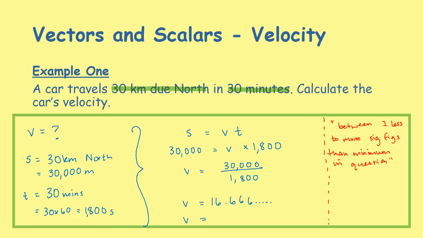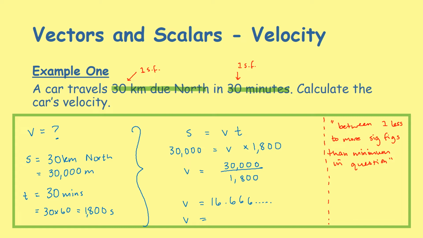So let's have a look at our significant figures in the question. Just here we have 30 kilometers. This has 1 significant figure. We also have 30 minutes. This is also 1 significant figure. So the minimum in the question is 1. We can round between 1 less up to 2 more significant figures.